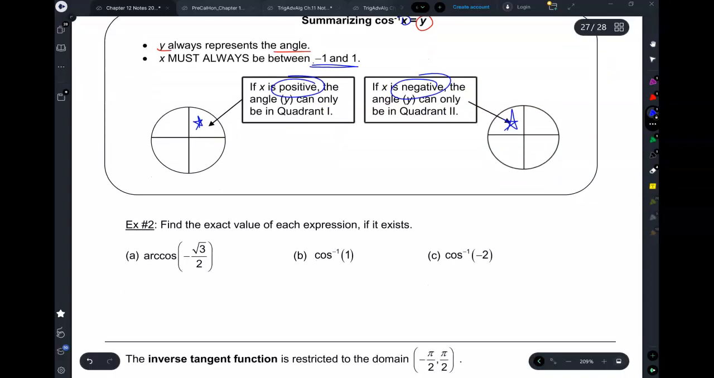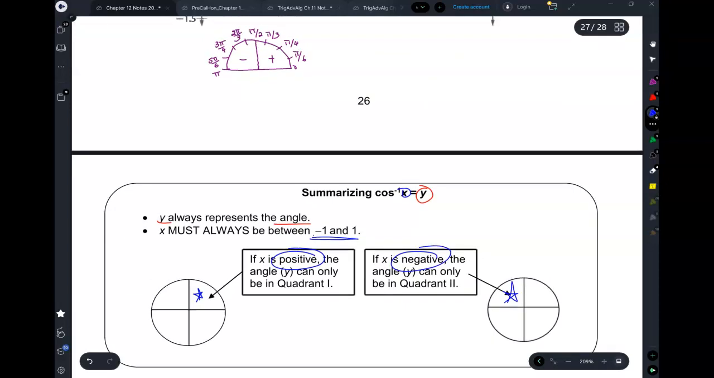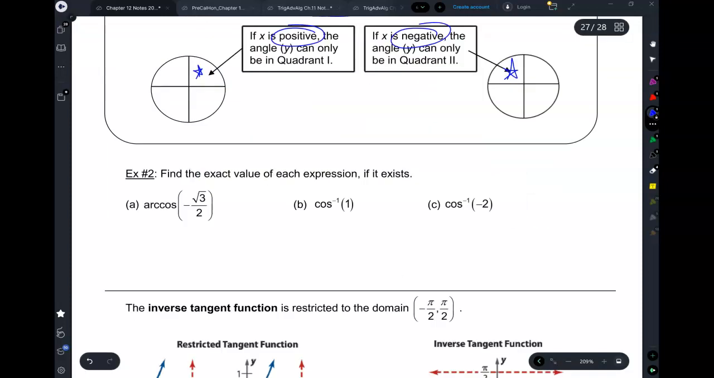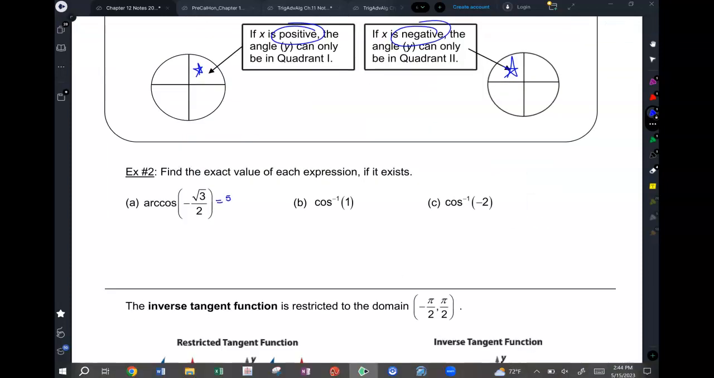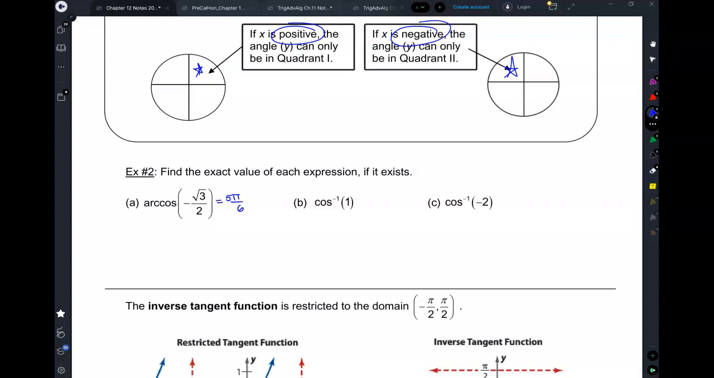So look. We want arc cosine, which is inverse cosine of negative root 3 over 2. So think to yourself, what angle gives you cosine root 3 over 2? Is that the pi over 6s or the pi over 3s? Pi over 6s. But if it's negative, in this quadrant, what would it be? 5 pi over 6. Could you write 150 or no? You can. Or 150.